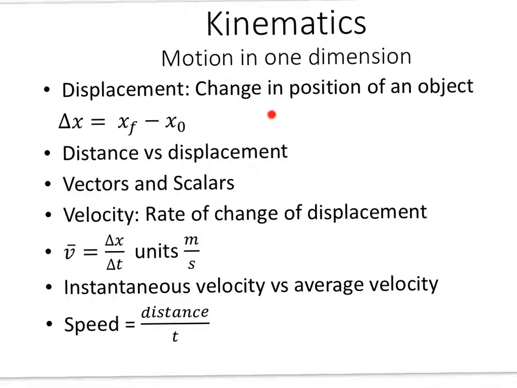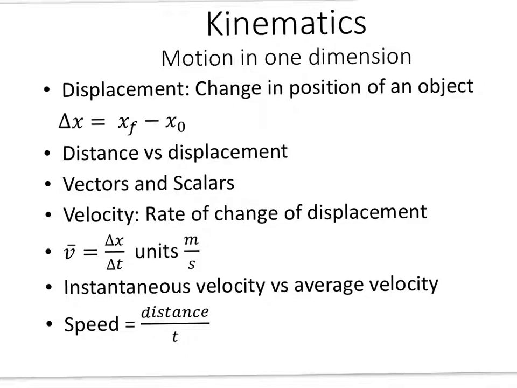displacement. Displacement is defined as the change in position of an object, and mathematically, it's delta x is equal to final position minus the initial position. So we use delta x because we're talking about the x-axis here, horizontal motion.